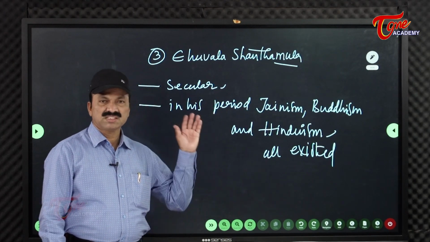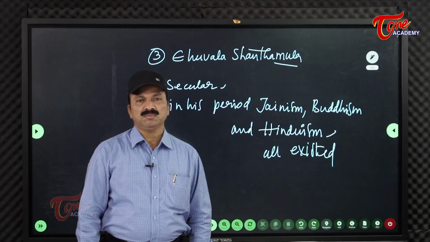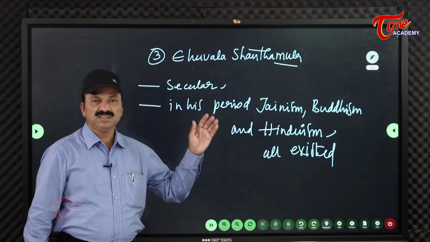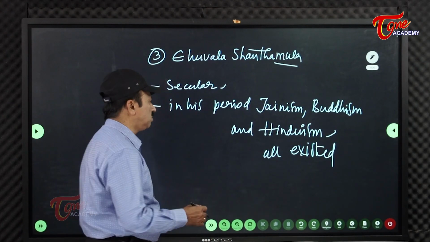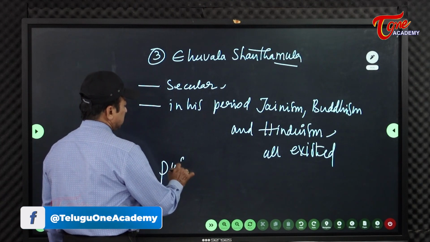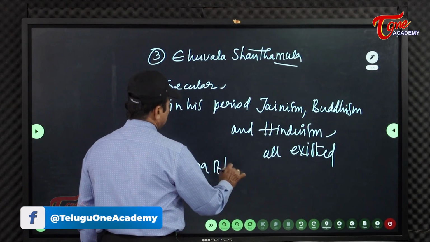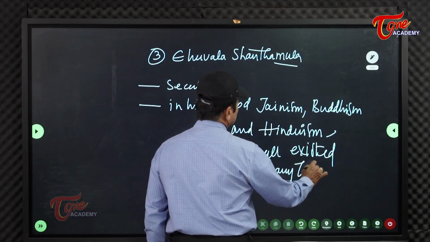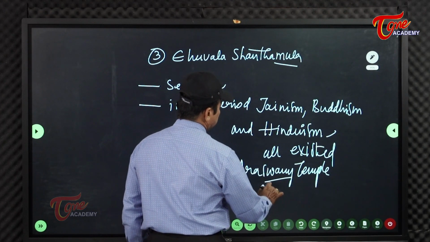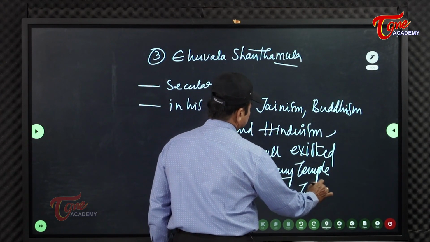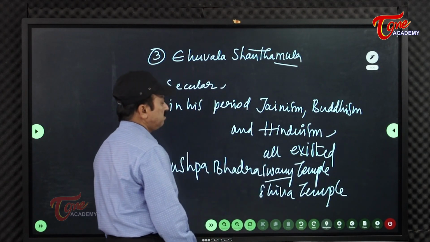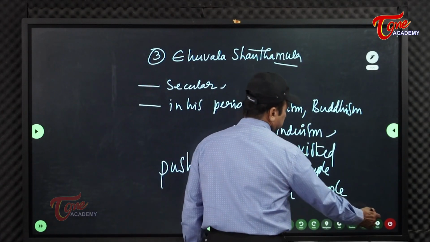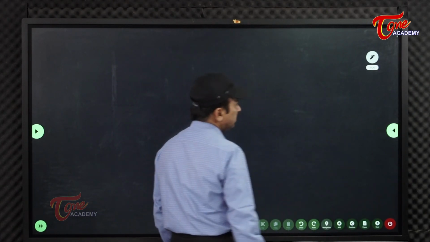Then in the period of this one, what happened? Temple architecture. Previously his father started the Pushpa Bhadraswamy temple. The Pushpa Bhadraswamy temple is a Shiva temple that was completed by this Yehuvala Shantamula. Many temples were completed in this period, especially in his period.